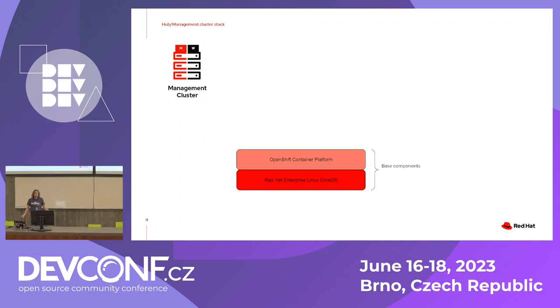How will the managed cluster look? We say that it's an OpenShift cluster, so the base layer is going to be CoreOS and OpenShift. Then we are going to use Red Hat Advanced Cluster Management together with Assisted Service, which is the newer OpenShift installer, to install the different clusters. We will see more about that later.